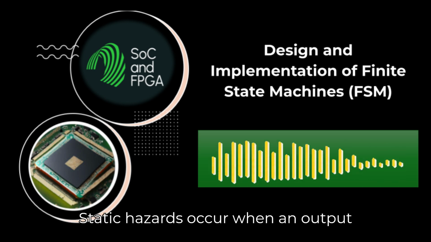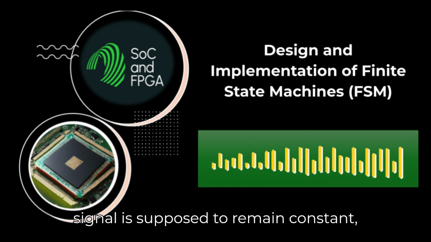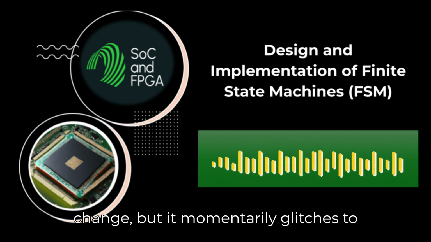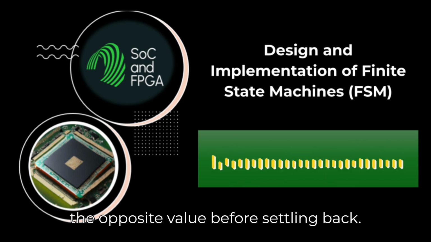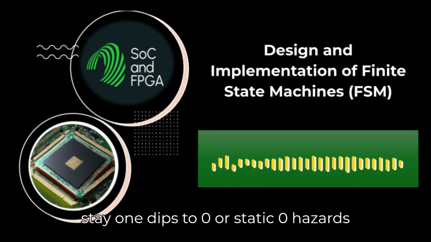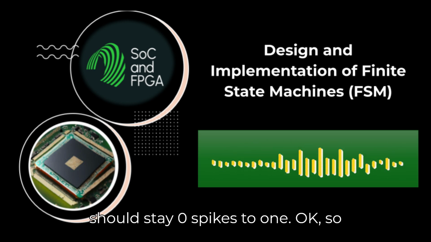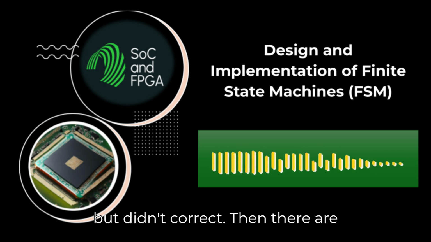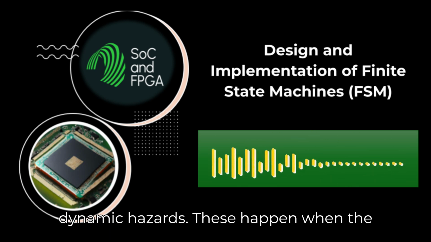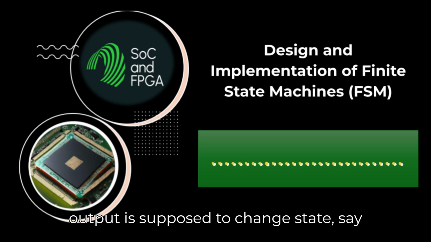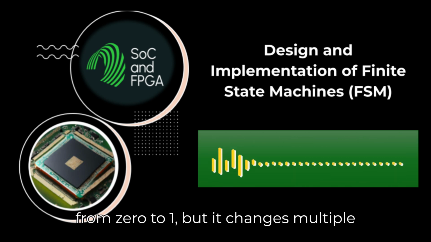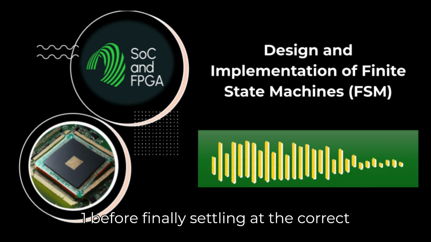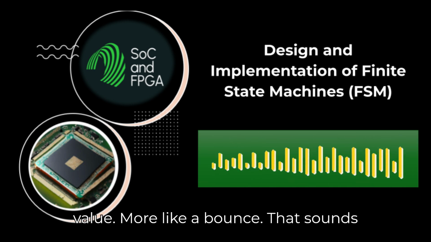Yes, we categorize them. Static hazards occur when an output signal is supposed to remain constant, either 1 or 0, during an input change, but it momentarily glitches to the opposite value before settling back. We call them static 1 hazards, should stay 1, dips to 0, or static 0 hazards, should stay 0, spikes to 1. Okay, so static means it should have stayed still but didn't. Correct. Then there are dynamic hazards. These happen when the output is supposed to change state, say from 0 to 1, but it changes multiple times, like 0-1-0-1, before finally settling at the correct value. More like a bounce. That sounds messy.